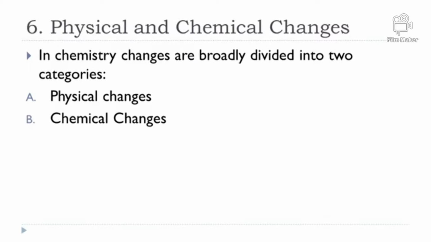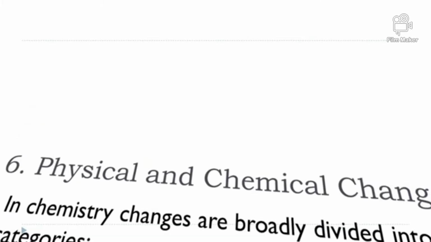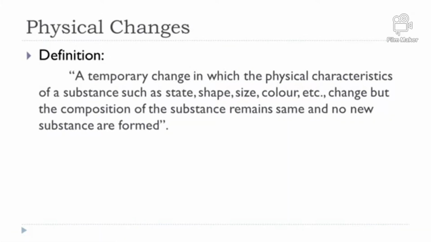Most of these changes can be classified under two headings: physical changes and chemical changes. Physical changes are generally temporary in nature and no new substance is formed. Chemical changes are generally permanent in nature and new substances are formed which have entirely new properties. So, physical change is a temporary change in which the physical characteristics of a substance such as state, shape, size, color, etc. change, but the composition of the substance remains the same and no new substances are formed.